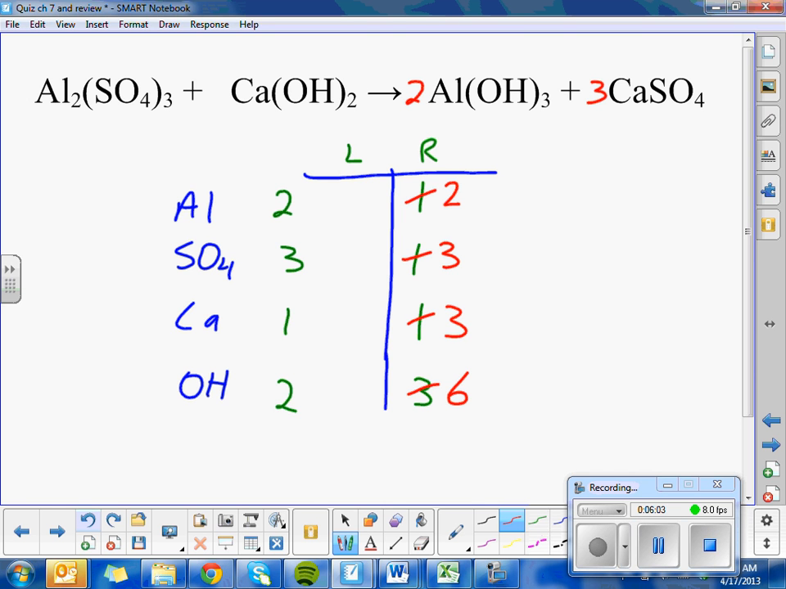So now this is equal here. This is equal here. We're going to work on getting this one to be equal. So we go over to the left side, and we have 1. So 1 times 3 gives us 3. So we put a 3 up there, and that also changes my hydroxide. I had 3, and it changes it to 6. So now that's equal, and that's equal. And we can double check it up top, and we would see that we are correct.